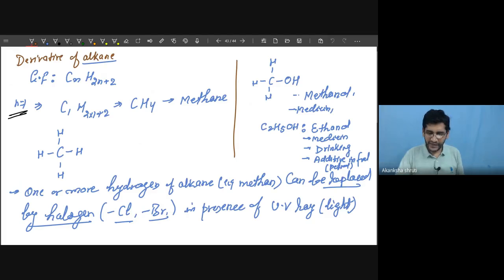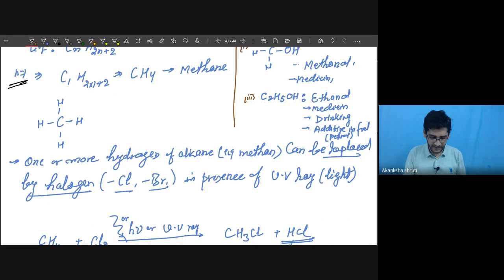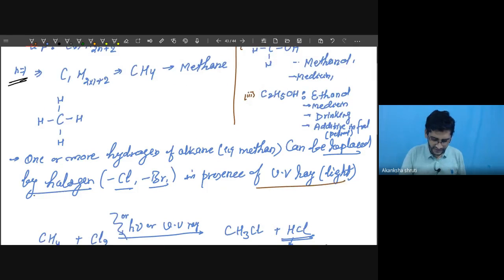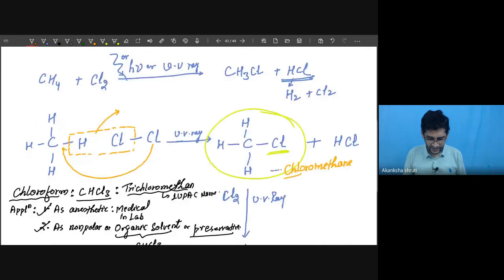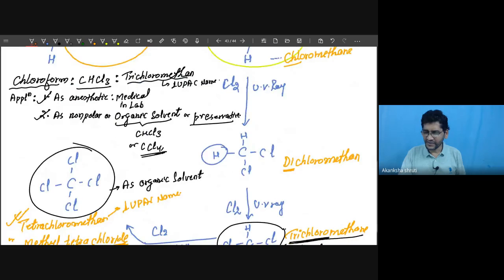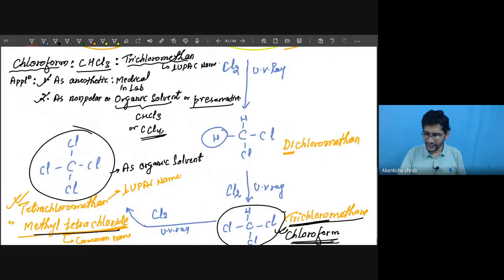Students, I was writing this one regarding the methanol. You have to keep in mind it is used in medicine. Regarding the ethanol, you have to keep in mind the three important uses. Regarding this chloroform and other things, how is it formed? So what is the condition required? UV ray is required for removal of hydrogen by halogen. So chloromethane, then dichloromethane, then trichloromethane.